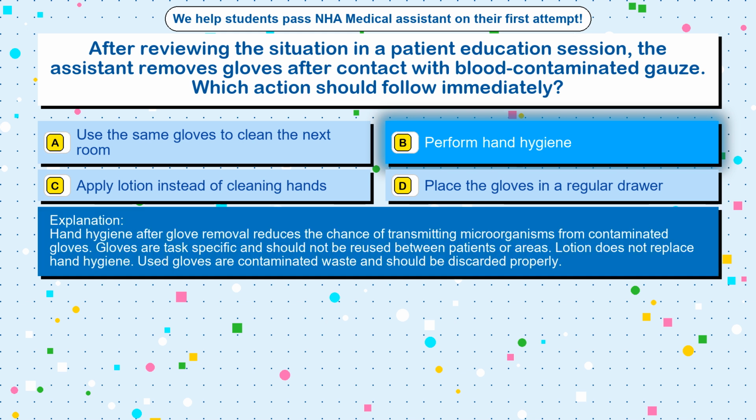Hand hygiene after glove removal reduces the chance of transmitting microorganisms from contaminated gloves. Gloves are task-specific and should not be reused between patients or areas. Lotion does not replace hand hygiene. Used gloves are contaminated waste and should be discarded properly.